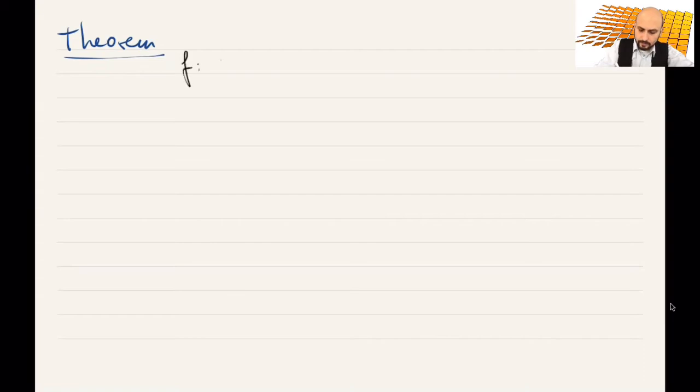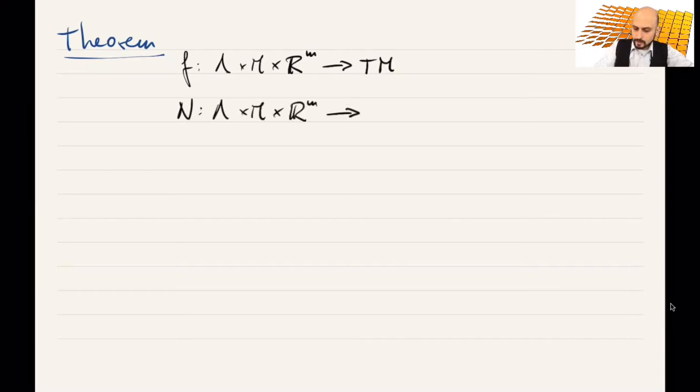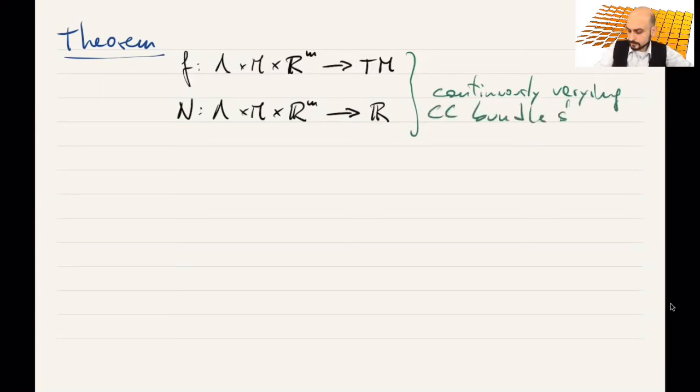Suppose you have f from a set of parameters Λ times a manifold M times R^m, for some integer m, into TM, and n from Λ times M times R^m into R, in such a way that this is a continuously varying CC bundle structure. See the previous video for this terminology. So this is one way of having time-varying Carnot-Carathéodory structures depending on the parameter lambda.